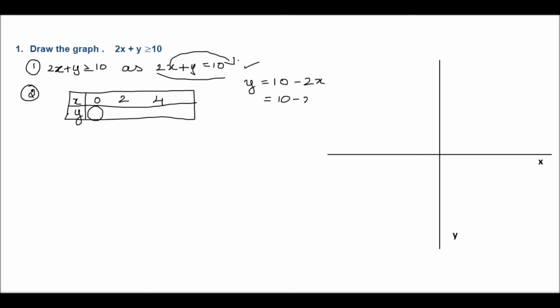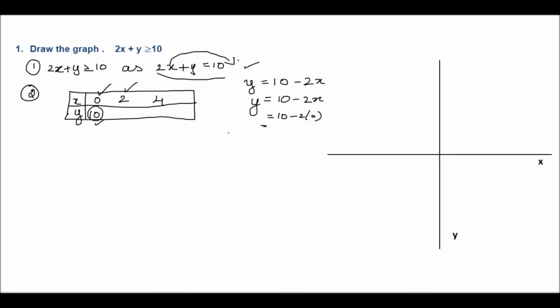So 10 minus 2x. Now y is equal to 10 minus 2x. First in this step, substitute x is equal to 0 in y so that I will get the y value. 10 minus 2 into 0, the first one is 10. I got the first one.